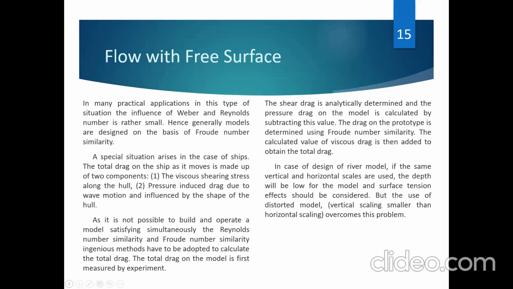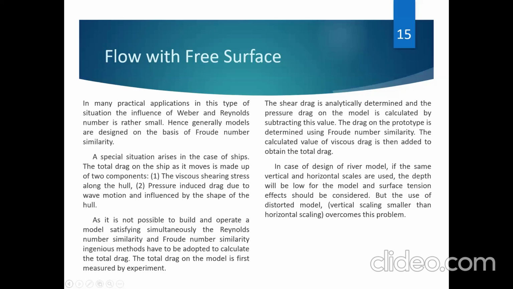A special situation arises in the case of ships. The total drag on the ship as it moves is made up of two components. One, viscous shearing stress along the hull. Two, pressure-induced drag due to the wave motion and influenced by the shape of the hull. This is the free surface effect. And as it is not possible to build and operate a model satisfying simultaneously the Reynolds number similarity and Froude number similarity, ingenious methods have to be adopted to calculate the total drag.